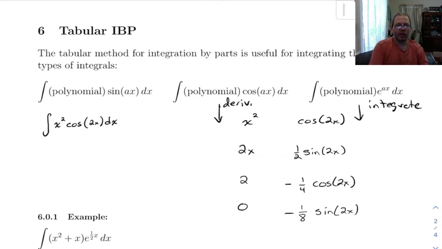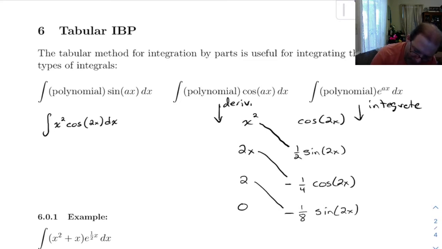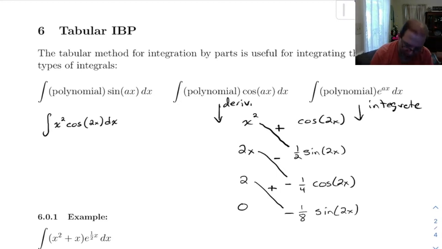So we've got these 2 columns here. And then what you do is you draw lines, slanted lines like this. And then you alternate pluses and minuses on them, starting with a plus. And now we can just read off of this, and this will tell us what our integral is. So the first term of our integral is going to be this. Maybe it's worth actually circling that where it will stay.